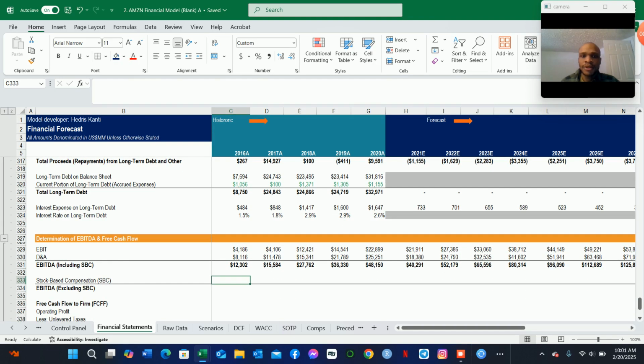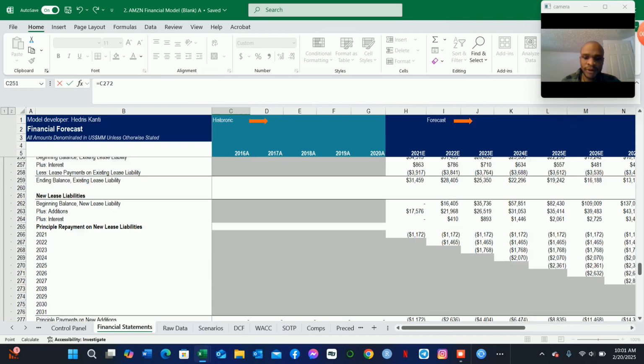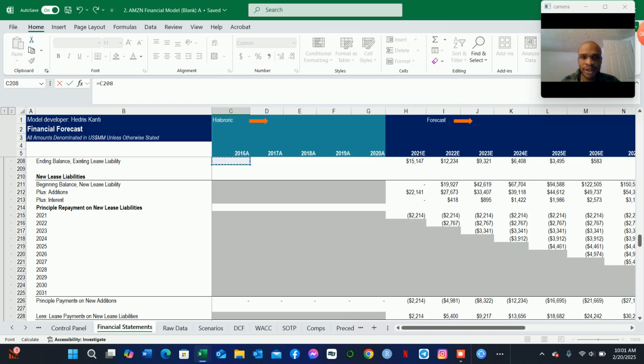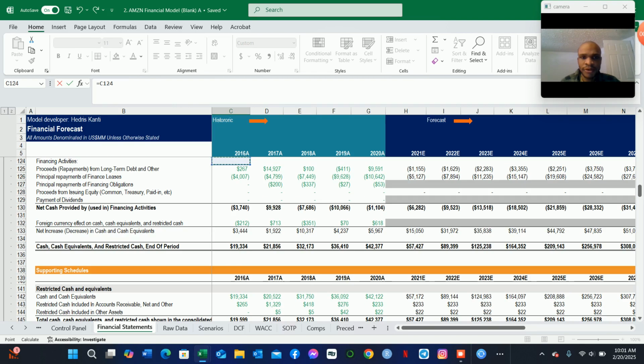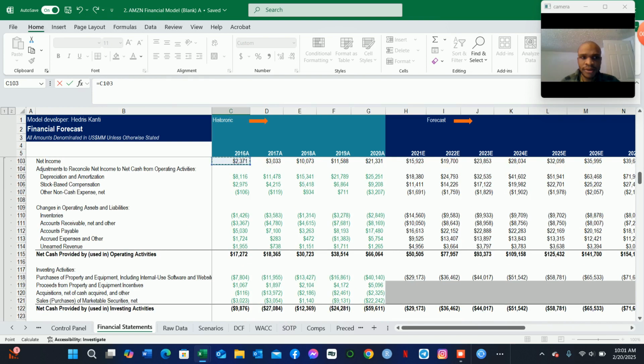So next we want to bring in the stock-based compensation. So we have to add it back so that we are excluding it from EBITDA. So we go to the cash flow statement and we grab stock-based compensation.